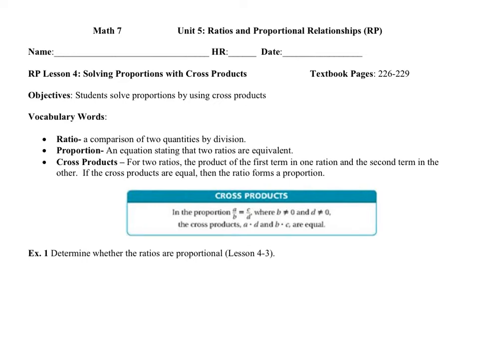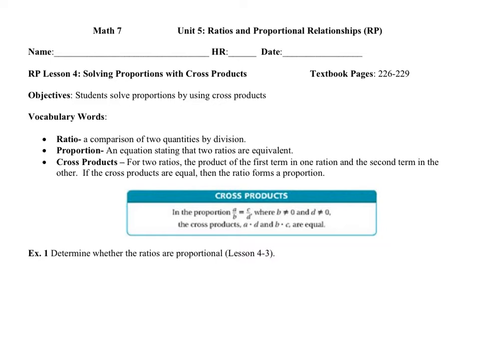Today's lesson is all about solving proportions with cross products. In the previous lesson, we talked about solving proportions using mental math. Well, today's is about actually putting a procedure that will always work no matter what your numbers are. And I like things that are guaranteed to work as long as you follow a set amount of steps. So today's objective, we're going to solve proportions by using a cross product.